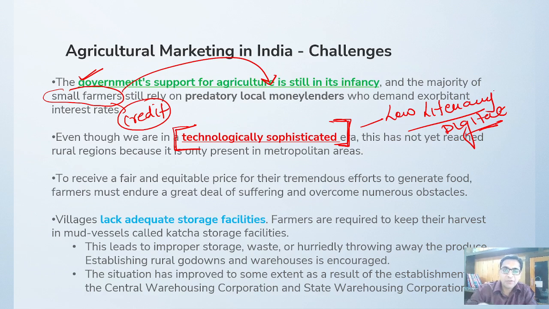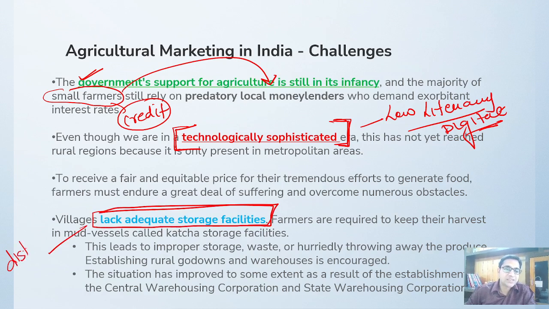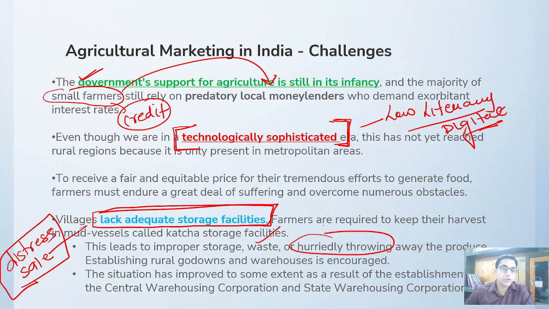So if you really wanted to provide proper, fair and equitable treatment to everybody, we have to deal with all the situations. Villages have a lack of adequate storage facility. Because of that, the farmer has to do distress sale. That means even if the prices are low for his crop, he will sell it, because he knows that if he is not able to sell the crop, he will not even get that much money for the crop, right? So there is no proper storage, no proper waste management, and they are hurriedly throwing away their produce.